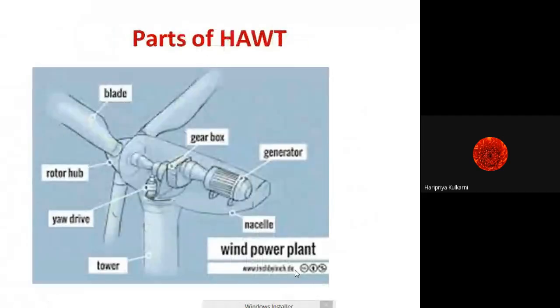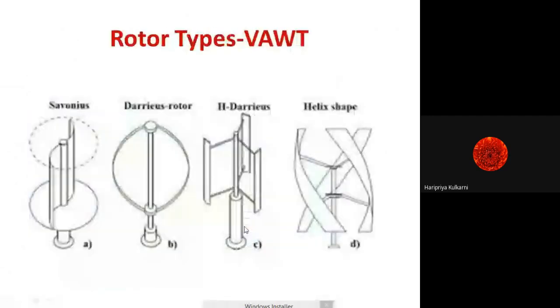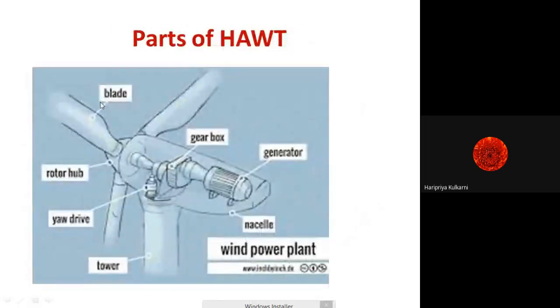Now we'll see the various parts of a horizontal axis wind turbine. In the last slide, we saw the various rotors of vertical axis wind turbines. Now this is the horizontal axis conventional wind generation technique. You can see these are the blades. I've shown the three blade system, which is for less than 2 megawatt generation. This is called the rotor hub, the front side. This is the yaw control, which keeps the nacelle, and the front rotor hub, moving to face the direction of the wind to extract the maximum amount of energy from the available wind.